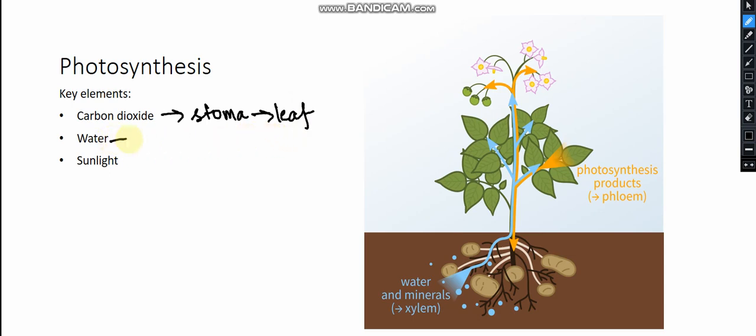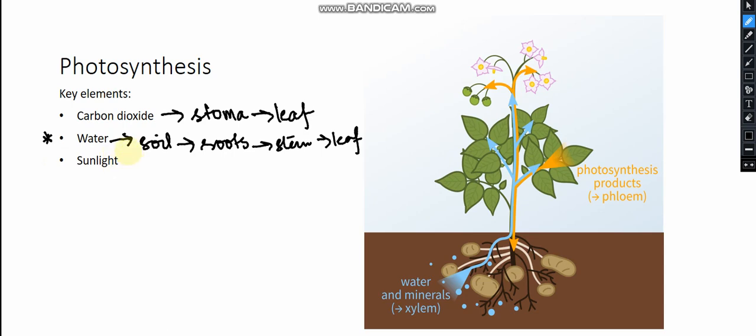About water, we know that it enters from the soil into the roots, and then to the stem, and then it enters the leaf. Water has to go through a long path to reach the leaf. So we will be discussing water in detail.